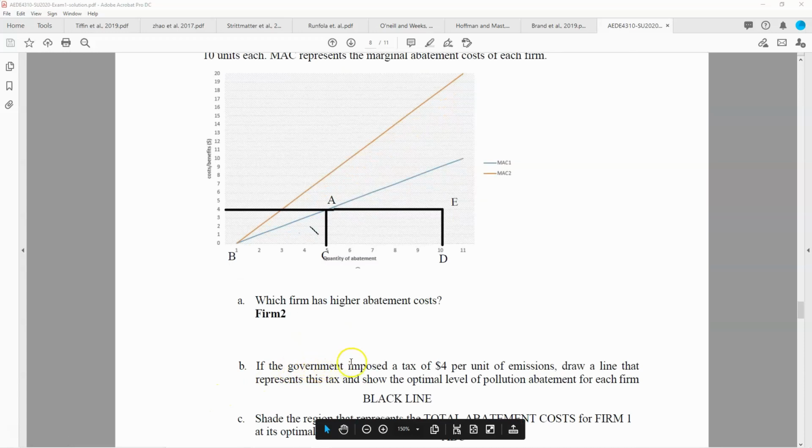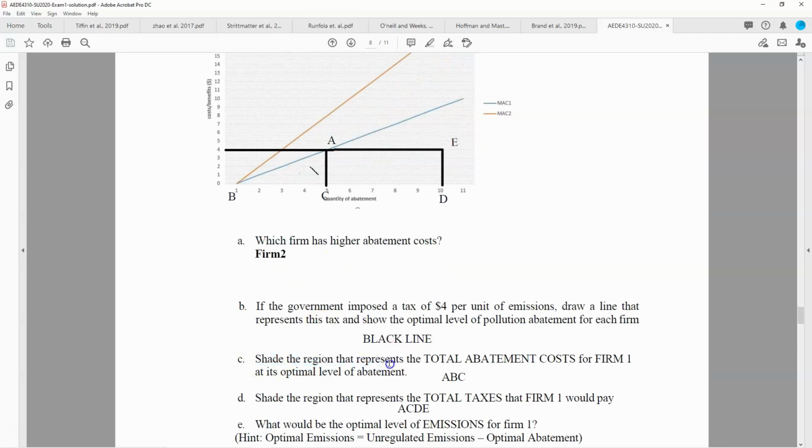And if government imposed a tax of $4 per unit of emission, draw a line that represents this tax and show the optimal level of pollution abated for each firm. The tax would be this black line, which is a horizontal line and exactly equal to $4 per unit. And the intersection of this black line and those two marginal abatement cost curves is each firm's optimal level to abate. For firm 2, the optimal level to abate is around 3 units, and for firm 1, the optimal level to abate is around 5 units.